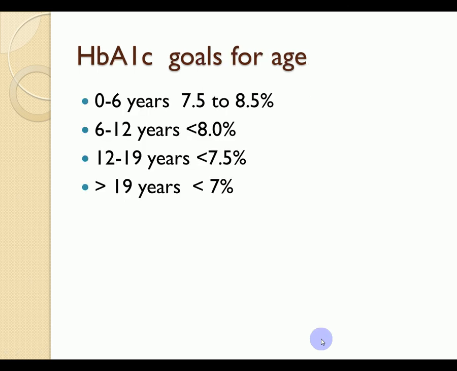Hemoglobin A1C with children, this is the goals we want with children. It's a little bit different than adults, because you remember we wanted them below 7. With children 0 to 6, they want it between 7.5 and 8.5. Between 6 to 12, less than 8. Between 12 and 19, less than 7.5. And then older than 19, we want it less than 7, which is adult.